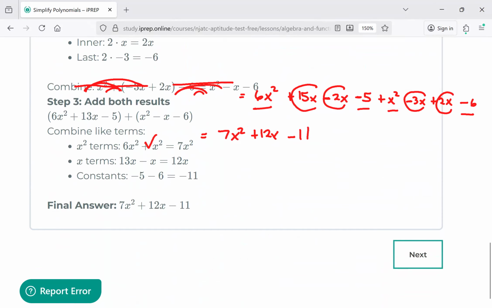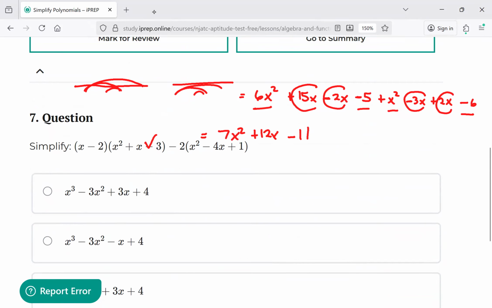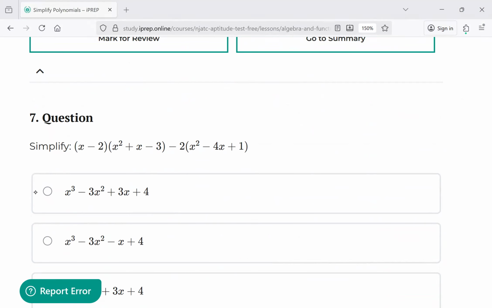Yeah, we're just going to have to FOIL this out and collect like terms just like the other ones. There's no other way out. So let's start here. What's x times x squared? That is x cubed. What's x times x? That is x squared. What's x times negative 3? That's negative 3x.